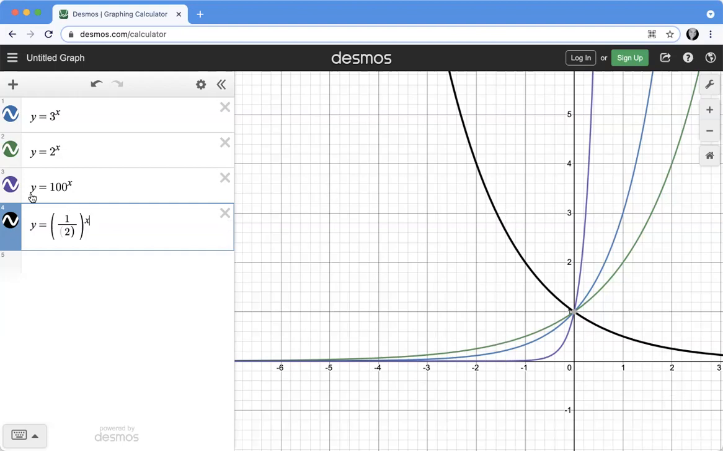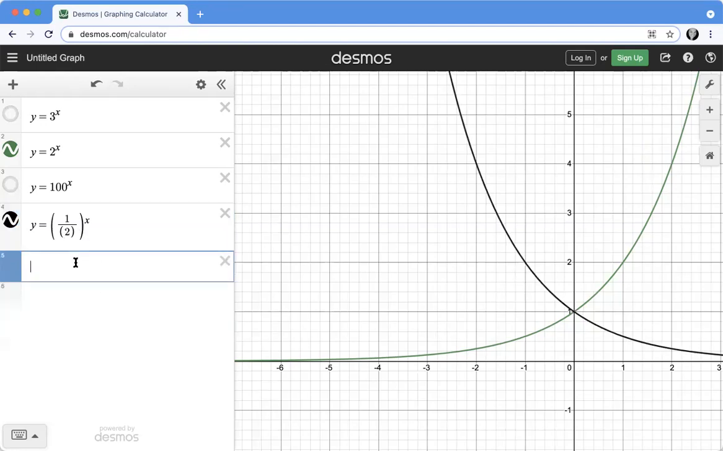Notice that if, can I turn these guys off? Oh, Desmos is so awesome. Look at that, I could turn those off so we can just focus. So here's 1/2 to the x, and here's 2 to the x. Notice they head in different directions. Why is that? Well, because 2 to the x and 1/2 to the x are looking at the opposite value of x.